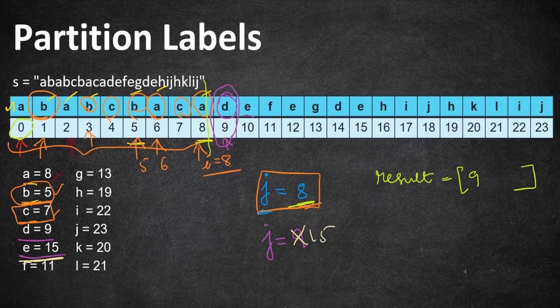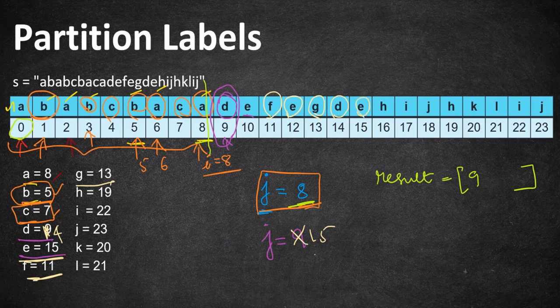Moving on to our next iteration, F. So F's last position is 11, which will be covered within 15. So we are moving to E. E's last position is 15. G. G's last position is 13, which will also be covered within 15. So next character is D. D's last position is actually 14. I have updated it wrong here. So 14 will also be covered as part of 15.